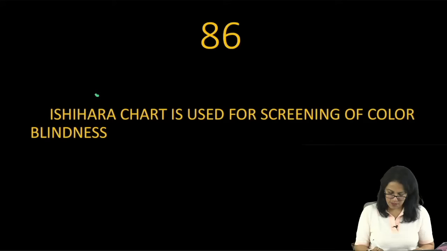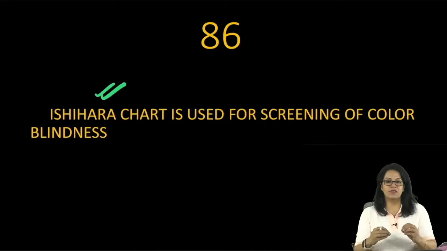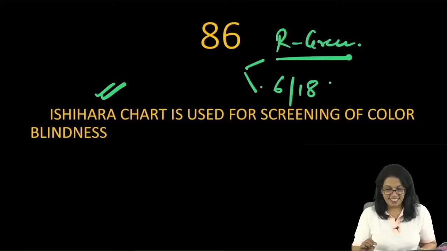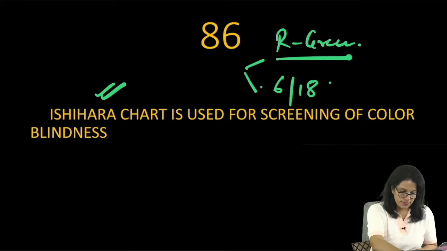Ishihara chart has been asked so many times, even in INI-CET exams. So you have to remember, it is the chart which is used for screening color blindness. Which color blindness? Only red, green. Okay. First important point. At minimum, the patient should have a vision of 6 by 18. And if he is a child, okay. So you have to remember this one point.